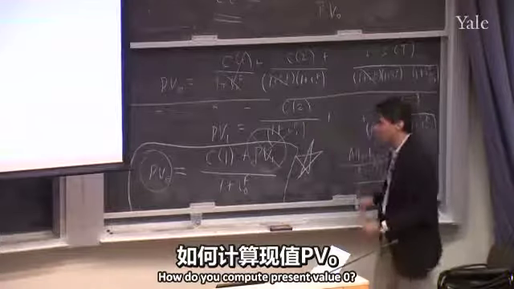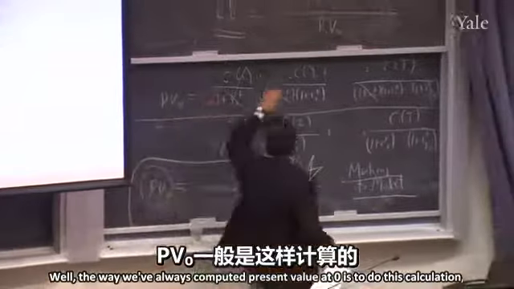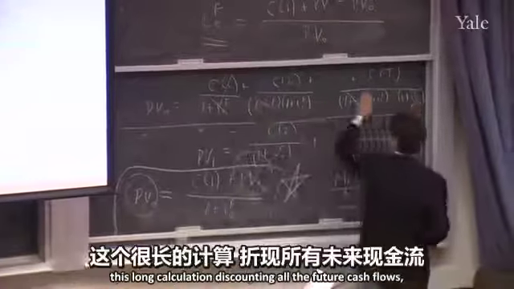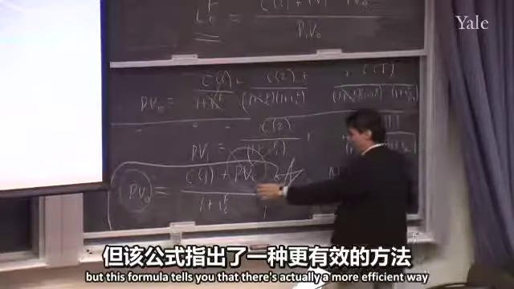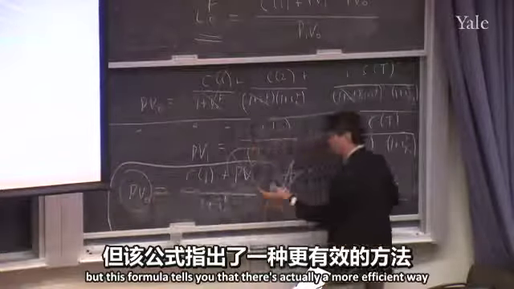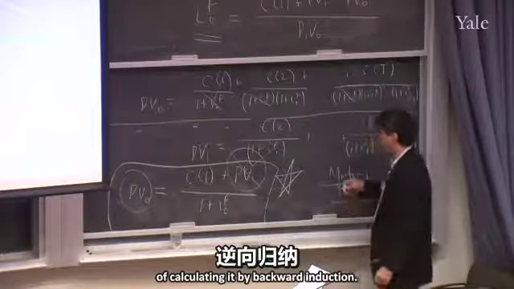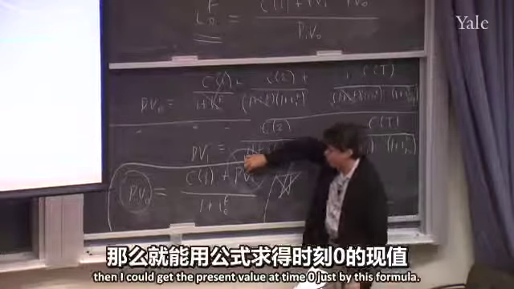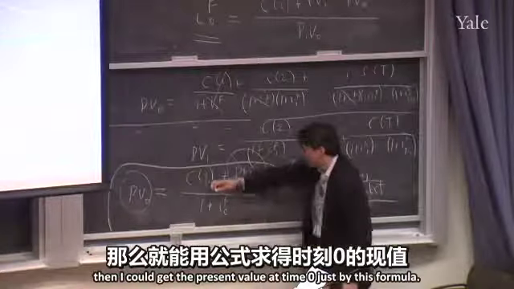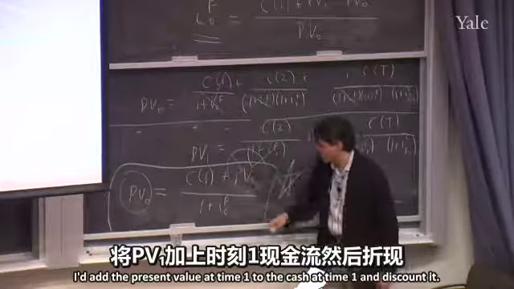How do you compute present value 0? Well, the way we've always computed present value at 0 is to do this long calculation, discounting all the future cash flows. But this formula tells you that there's actually a more efficient way of calculating it by backward induction. If I knew what the present value was at time 1, then I could get the present value at time 0 just by this formula. I'd add the present value at time 1 to the cash at time 1 and discount it.